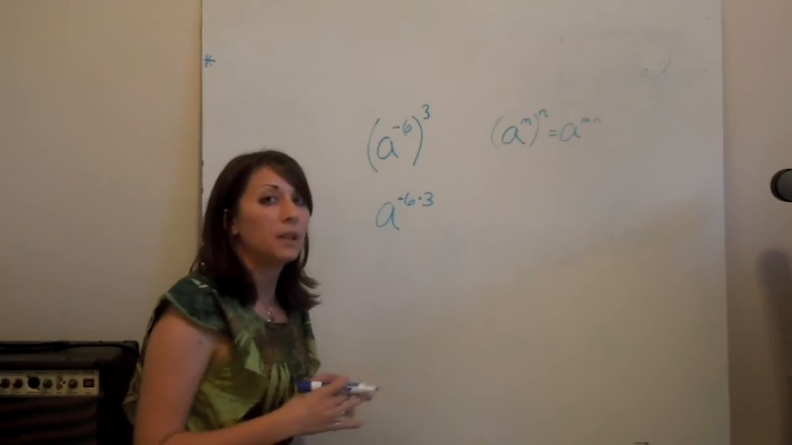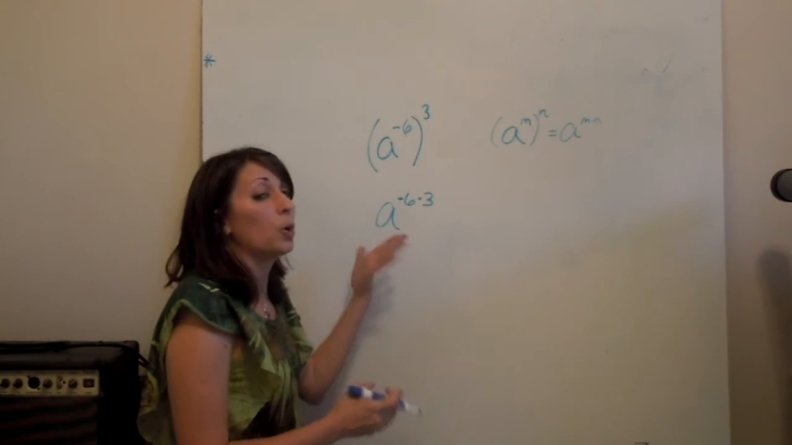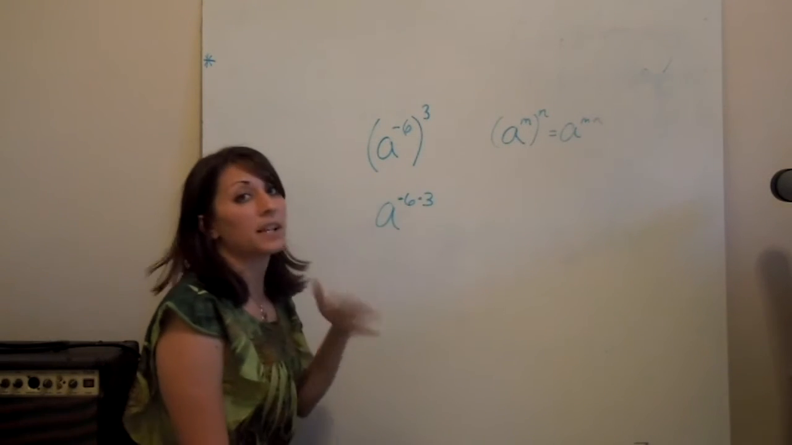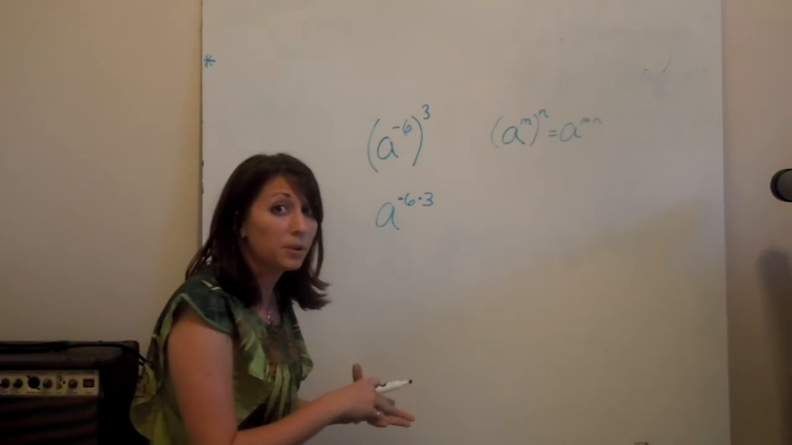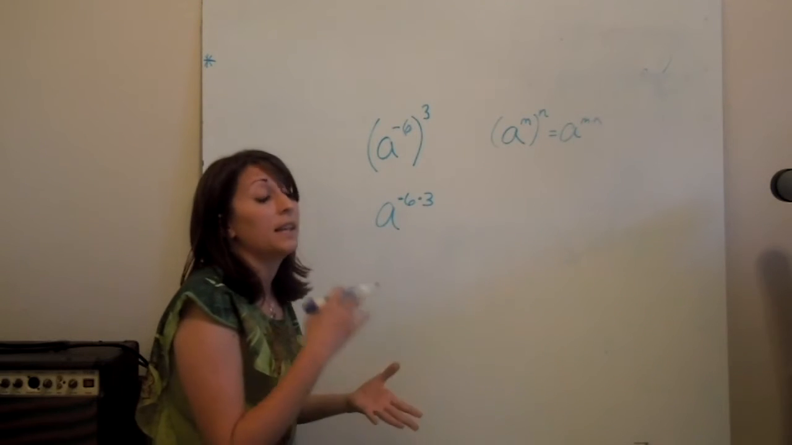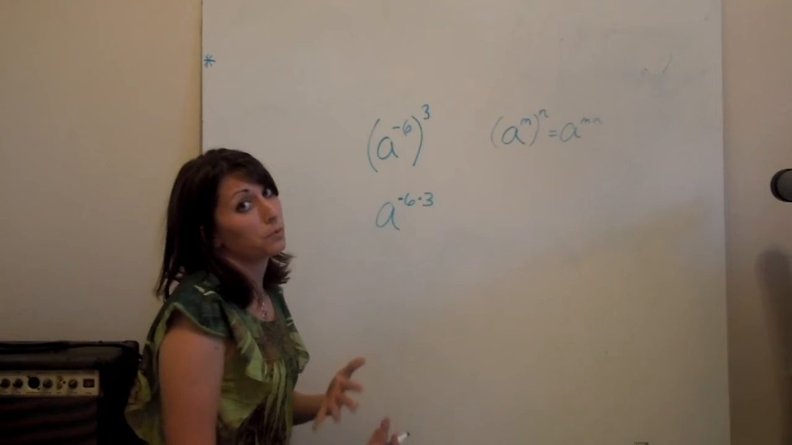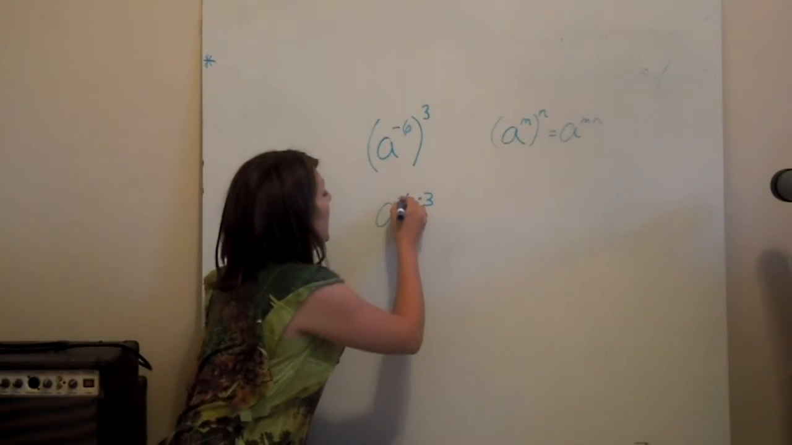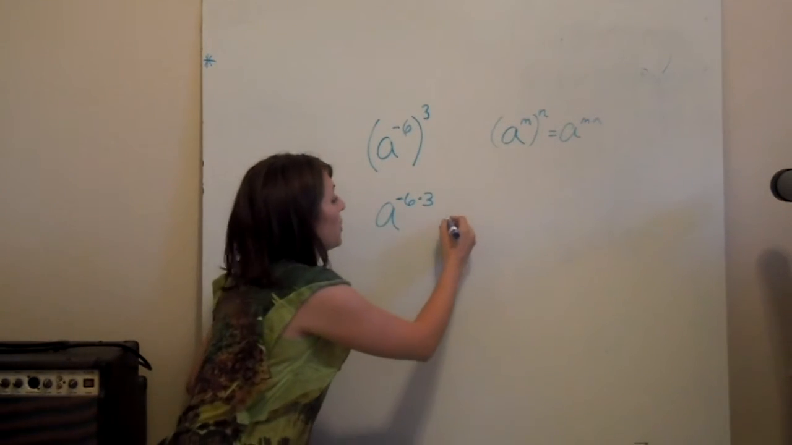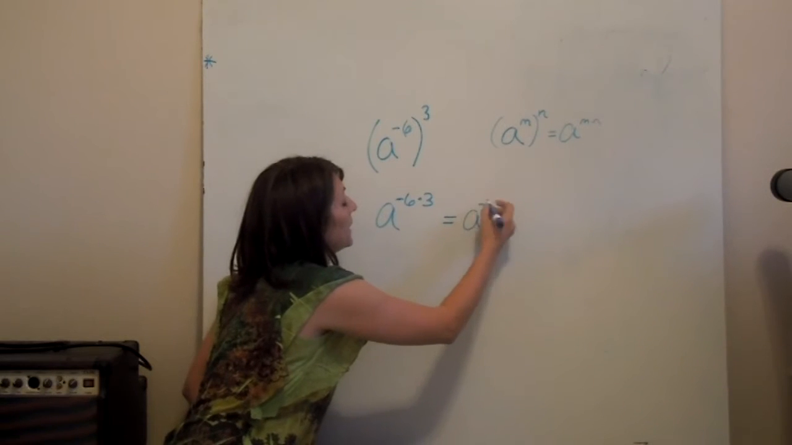Remember, whenever we multiply positive and negative numbers together, all we have to do is count the number of negative signs in the problem. If there's an odd number of negative signs in the product, then our answer is going to be negative. If there's an even number of negative signs, the answer will be positive. We have an odd number of negative signs, so we know our product will be negative, and 6 times 3 is 18.